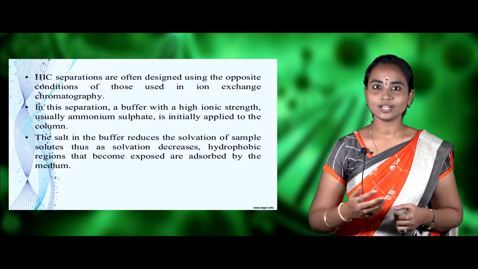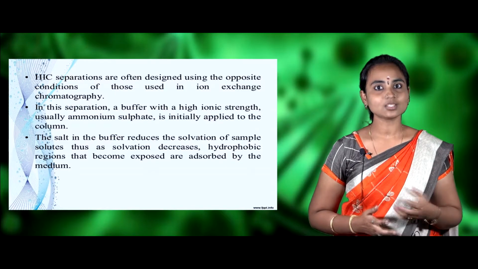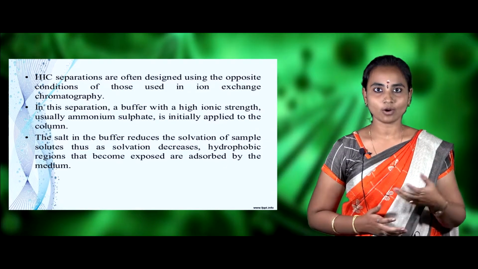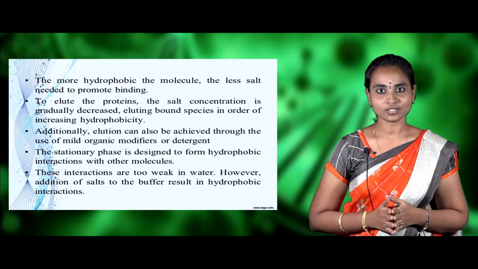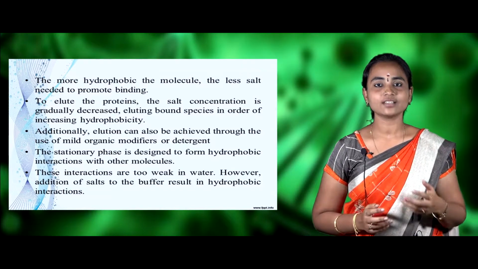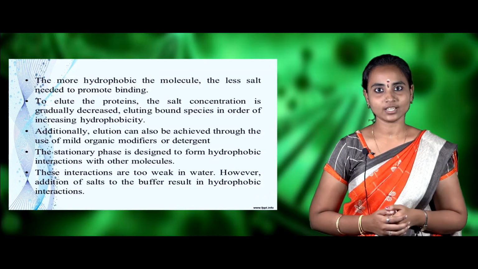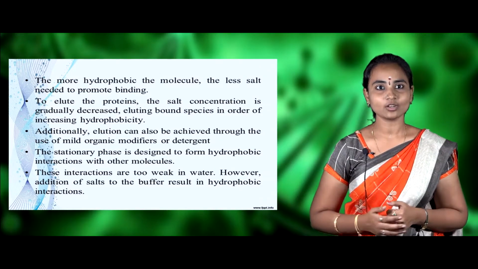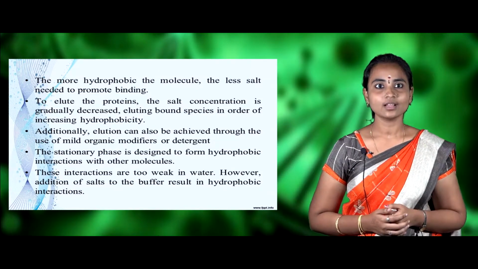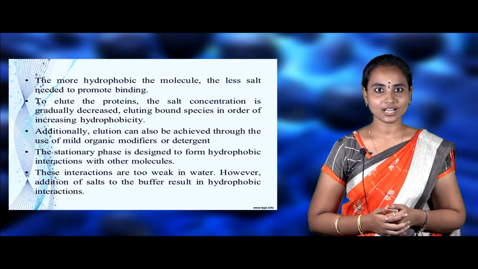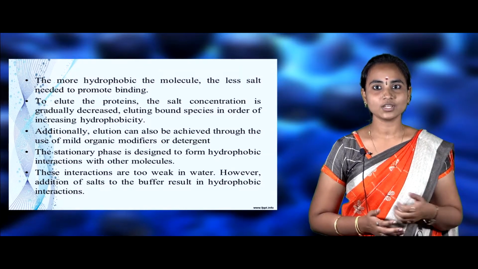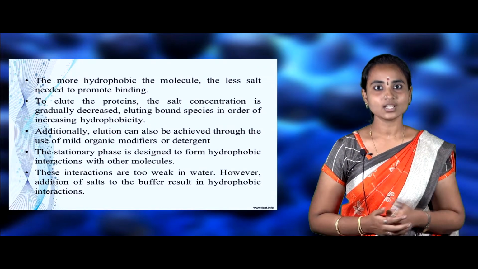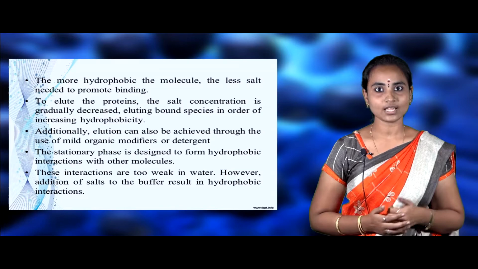The salt in the buffer reduces the solvation of the sample, so that hydrophobic regions are exposed and can be adsorbed to the column very easily. Proteins and different complexes are eluted based on their concentration and hydrophobicity. The more hydrophobic the molecule, the less salt concentration is needed for binding. So to elute the proteins, the salt concentration is gradually reduced. Elution occurs in order of decreasing hydrophobicity, so components at different hydrophobic levels can be eluted.